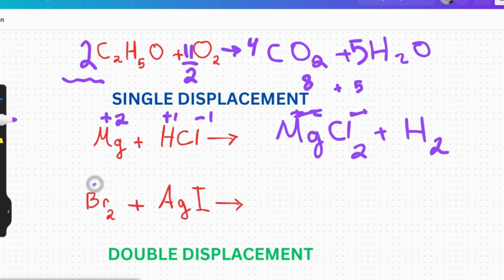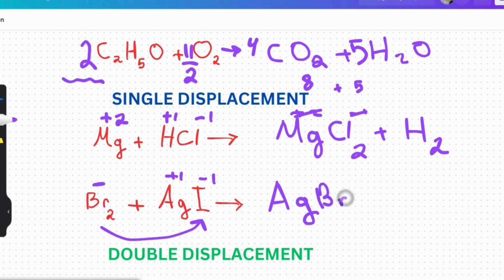Br has a negative charge because it's a non-metal. It's on the right of the periodic table. Ag is positive 1, I is negative 1. So in this case, Br will replace I because negative replaces negative, positive replaces positive. I always start with the positive in writing the compounds. So Ag with Br, do not write this 2, plus I. Since I is a halogen, we write it as I2. Plus 1 minus 1, they cancel out each other. Then you can balance the equation.